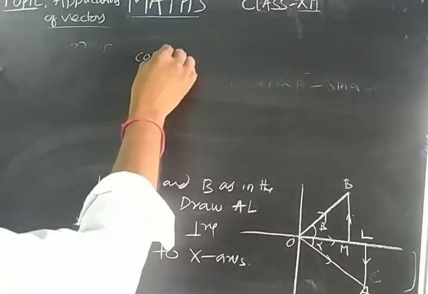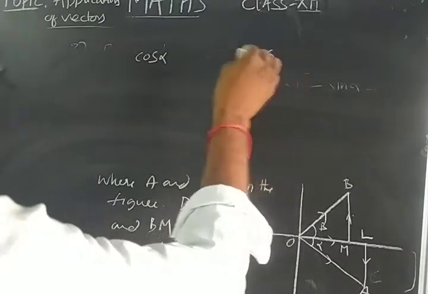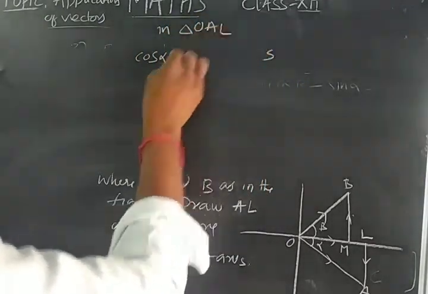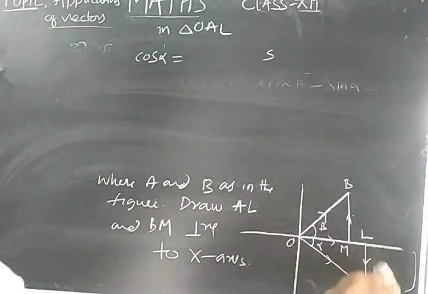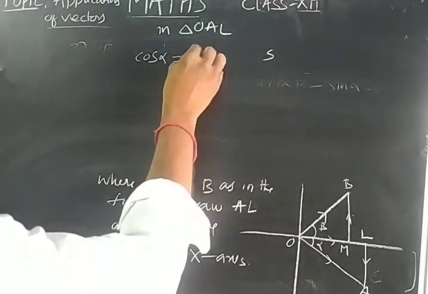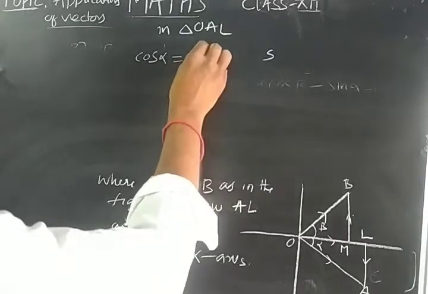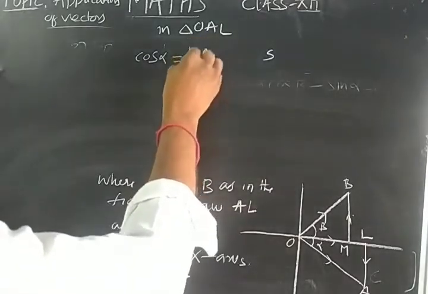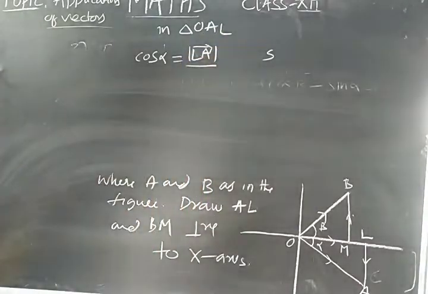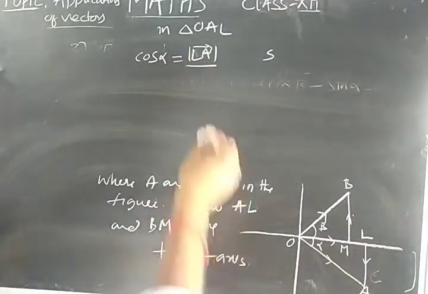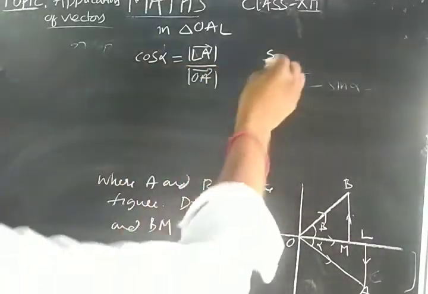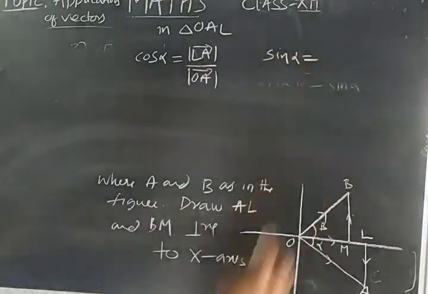I am finding cos alpha and sin alpha in triangle OAL. In the triangle, cos alpha is equal to opposite, LA, modulus of LA, by hypotenuse. What is the hypotenuse? OA.